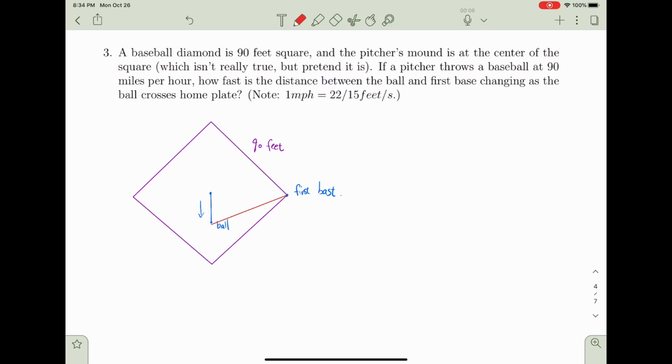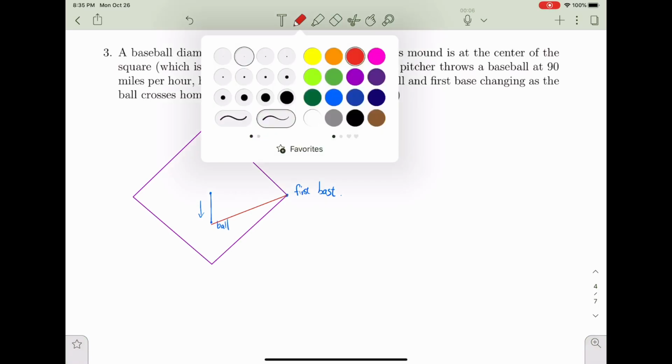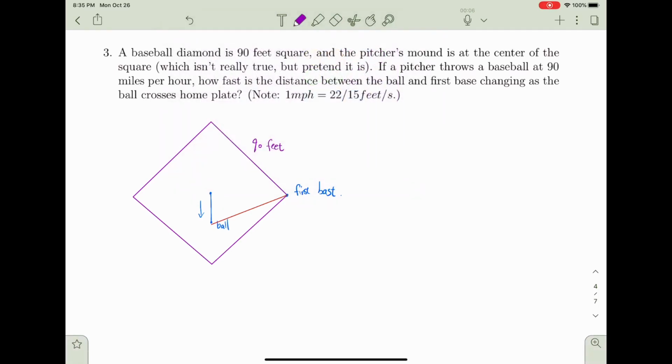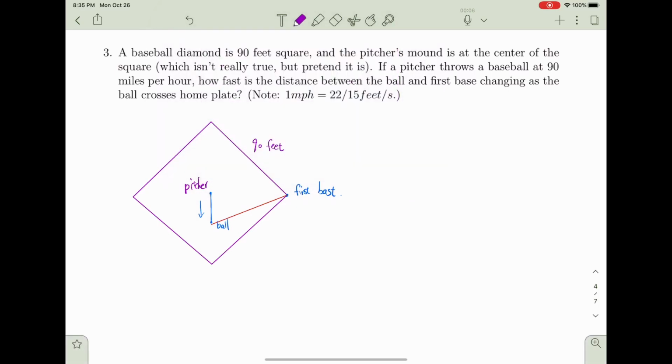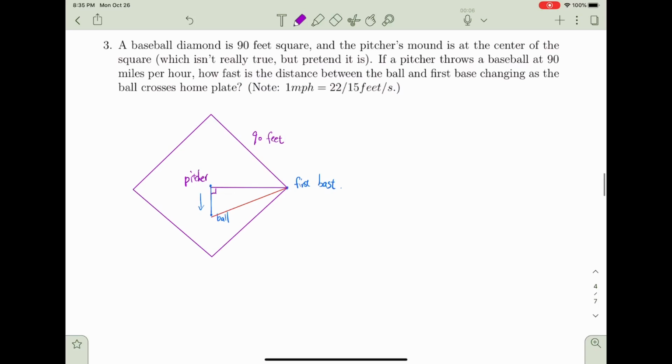And the blue line, the length of the blue line, is the distance between the pitcher and the ball. Let me highlight that here. The pitcher is at the center, right? The blue line is the distance between the pitcher and the ball. And we also need to find out the original distance between the pitcher and the first base. So we have a right triangle here, which will allow us to establish some kind of formula later.